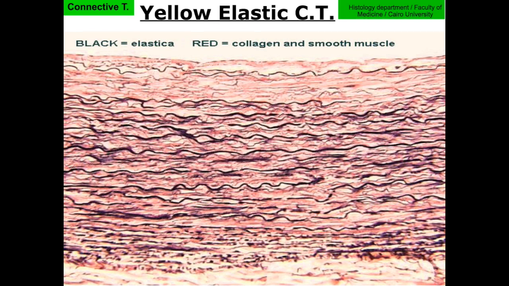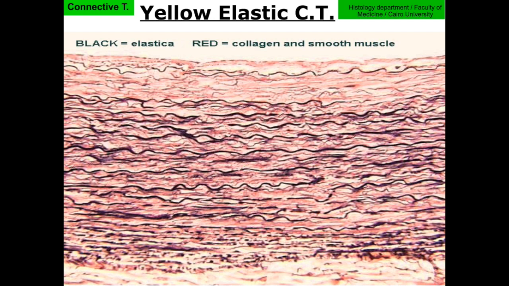This is the yellow elastic connective tissue present in the wall of the aorta, which is a highly elastic blood vessel. It is demonstrated in this picture. You can see these wavy elastic fibers. These wavy elastic fibers form the main component of the wall of this aorta. In between, you can see these red areas representing the smooth muscles that form these elastic fibers in the wall, as well as collagen fibers. Here also, this is an area where more collagen fibers are present, which is the tunica adventitia.